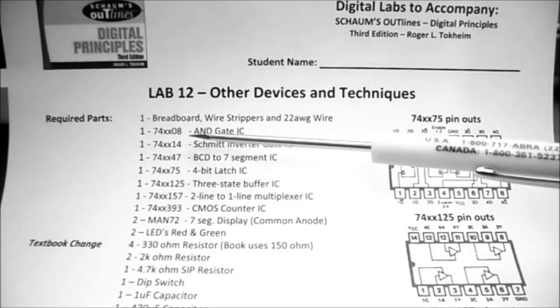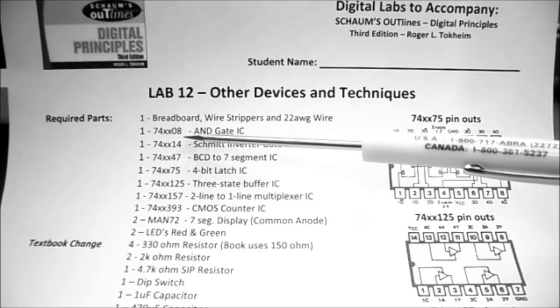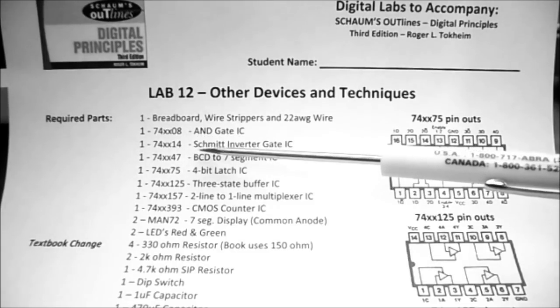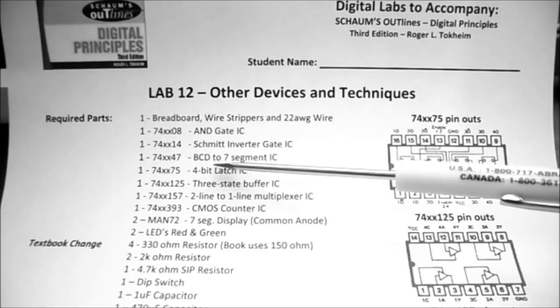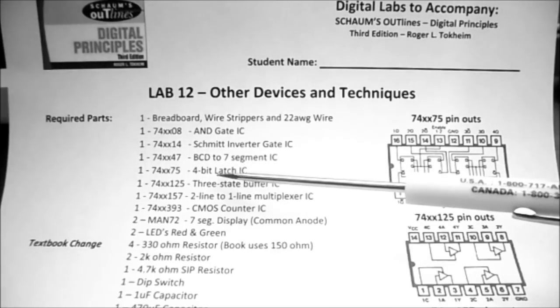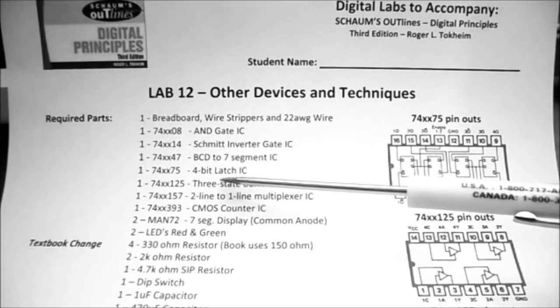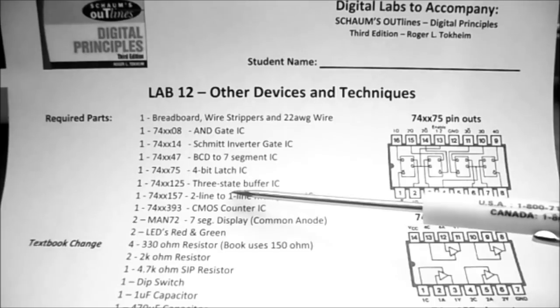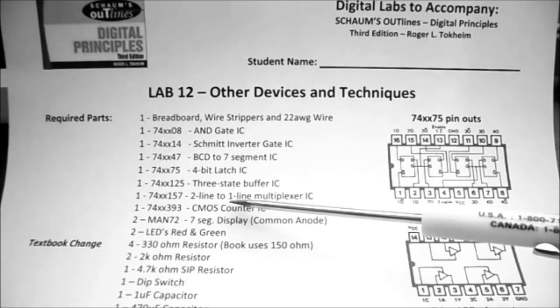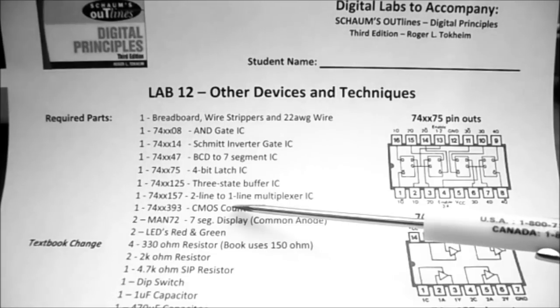We're going to be using some gates we've used before: the 7408 AND gate, the 7414 Schmitt inverter, the 7447 BCD to 7 segment IC. Then we're going to be using the 7475 4-bit latch IC, which is new, the 74125, which is a 3-state buffer IC, that's new, and the 74157 2-line to 1-line multiplexer IC, which is new.